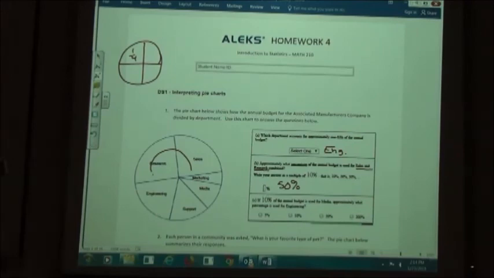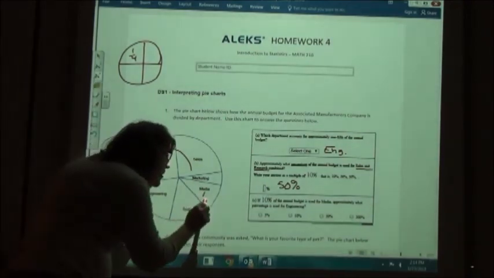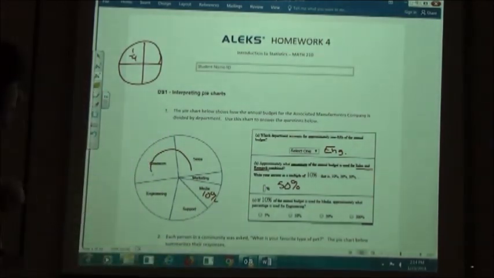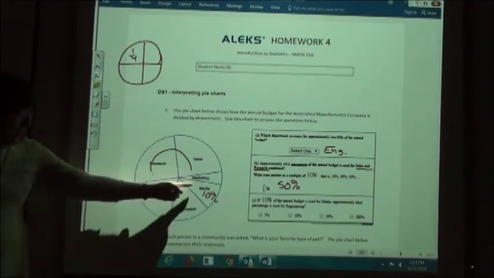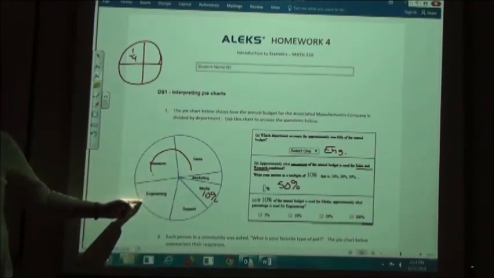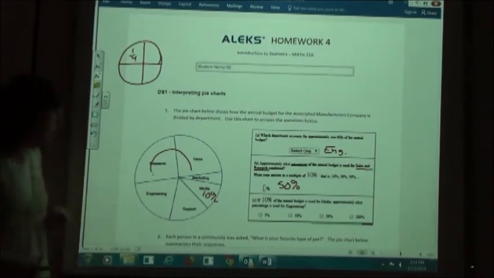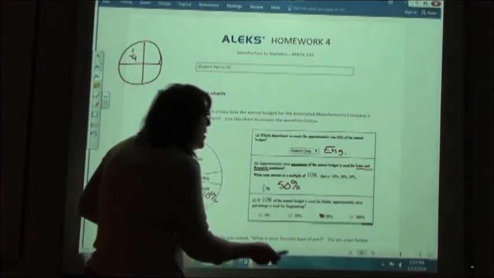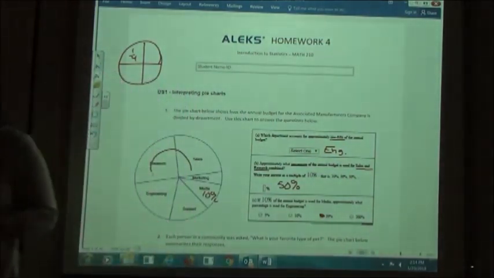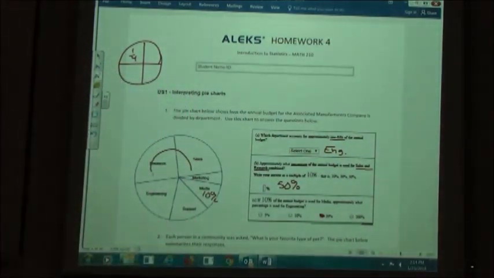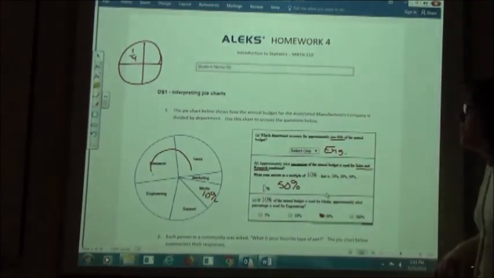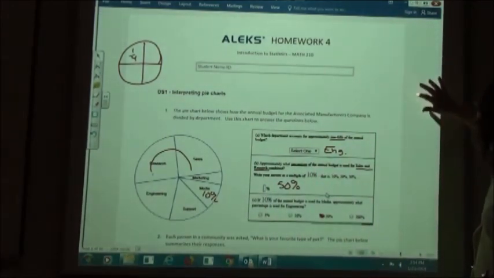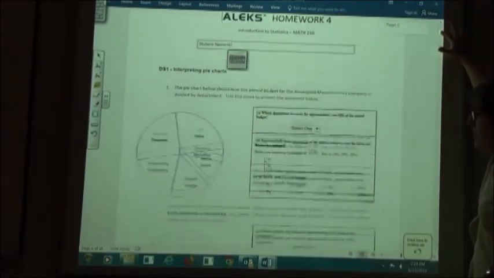If 10% of the annual budget is media, so they're telling you this is 10%, approximately what percent is used for engineering? If this is 10, that one looks like it's about how much bigger? 20. Besides, this one up here was 1/5, and 1/5 is the same thing as 20%, right? So just taking your pie chart, estimating those values based on what you know. Half my pie chart's 50%, 1/4 of it is 25%, etc.